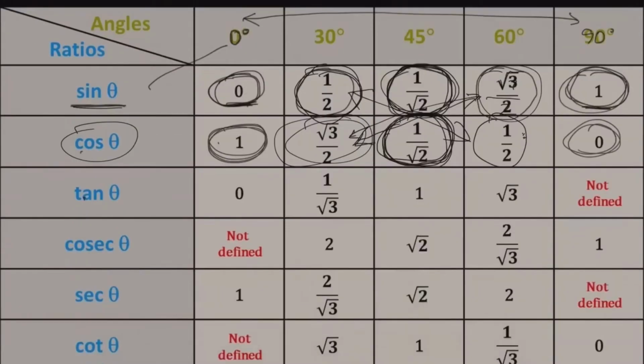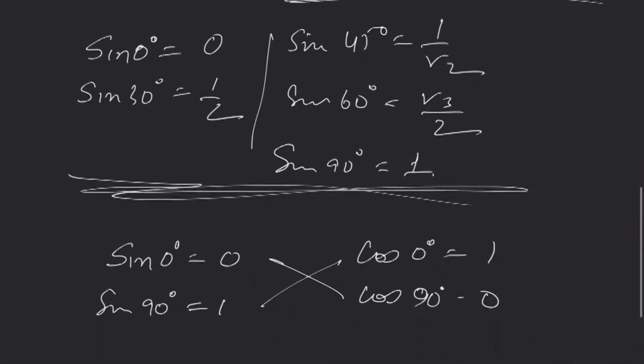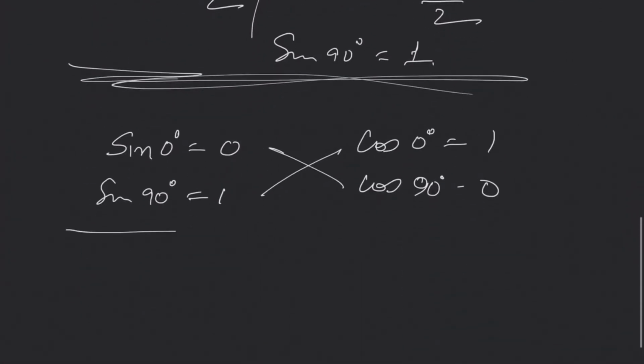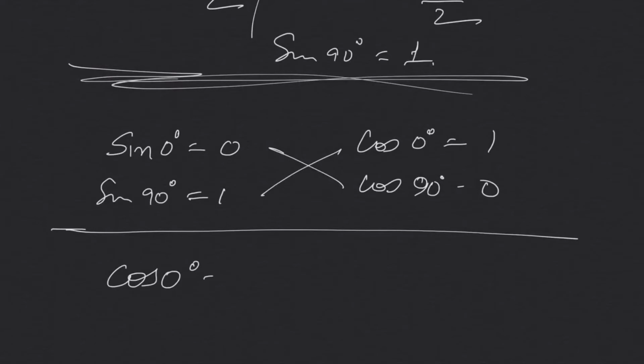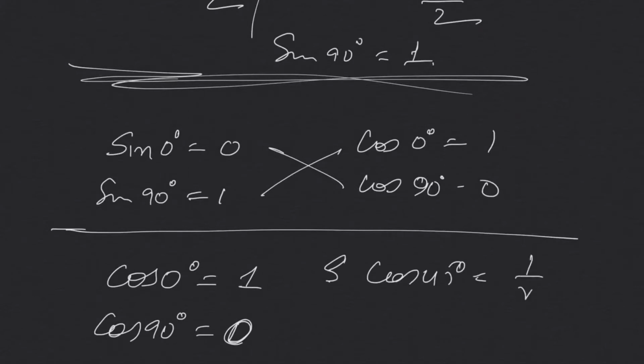So once I have memorized the values of sine theta, the value of cos theta becomes very simple, because now cos 0 degree will be 1 and cos 90 degree will be 0. It is reversed, and cos 45 degree is the same, 1 by root 2.